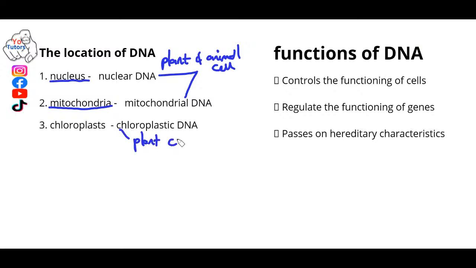Because we don't have a chloroplast in animal cells. But what are the functions of DNA? DNA controls the functioning of the cell. Okay, that's number one. It also regulates the functioning of genes. But we need also to understand what a gene is. What is a gene?